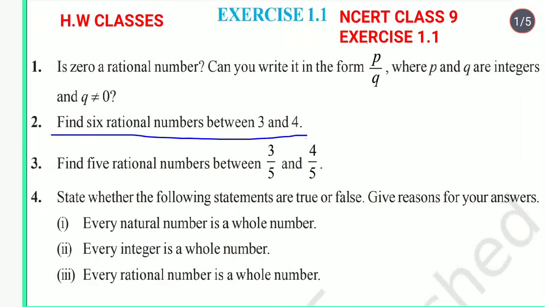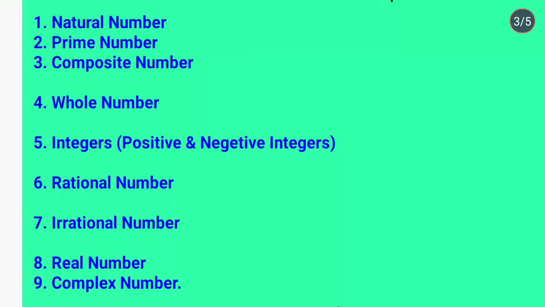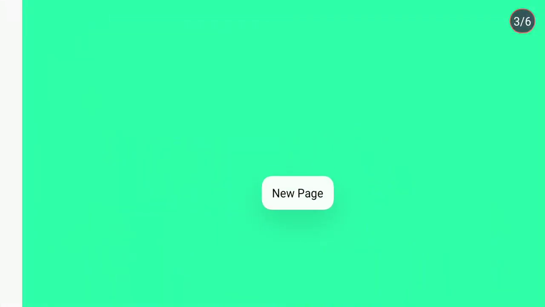Moving on to our next question, which says find 5 rational numbers between 3 by 5 and 4 by 5. So simply you can just solve it. Solution number 3.